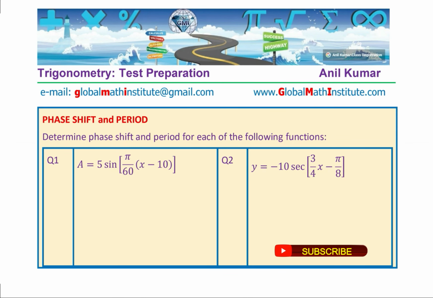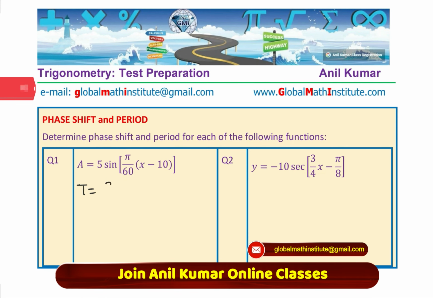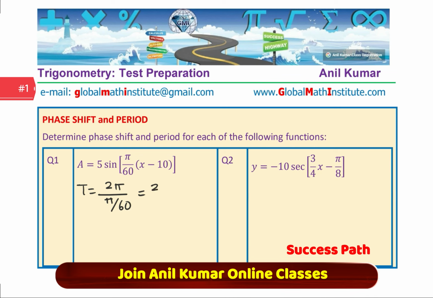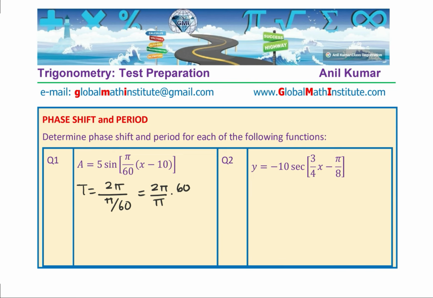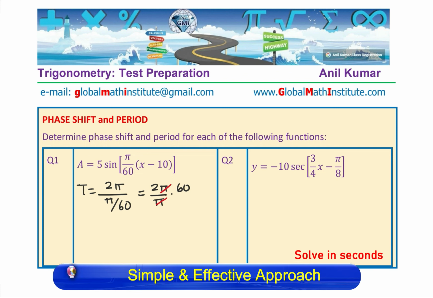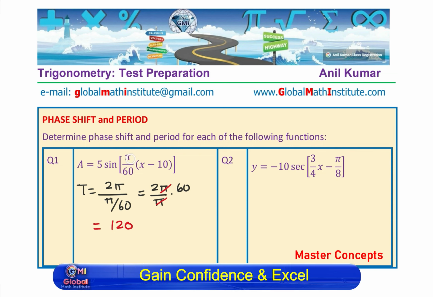The very first one, time period T will be equal to 2 pi by k, which is pi by 60, right? So we'll write 2 pi divided by pi by 60, which is the same as 2 pi by pi times 60, correct? So flip it. Now you can simplify, cancelling pi's, and you get your answer, which is 2 times 60 or 120. All the measurements are given in radians, okay?